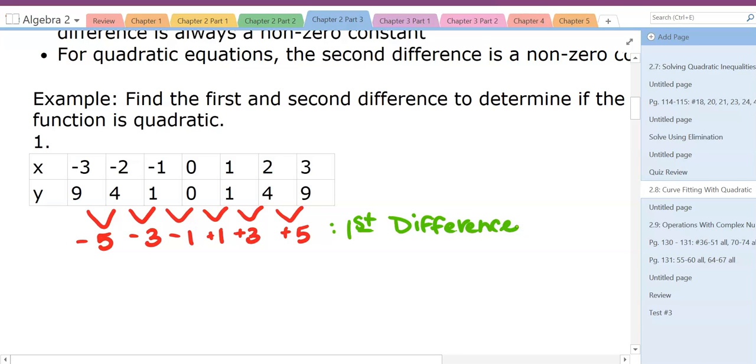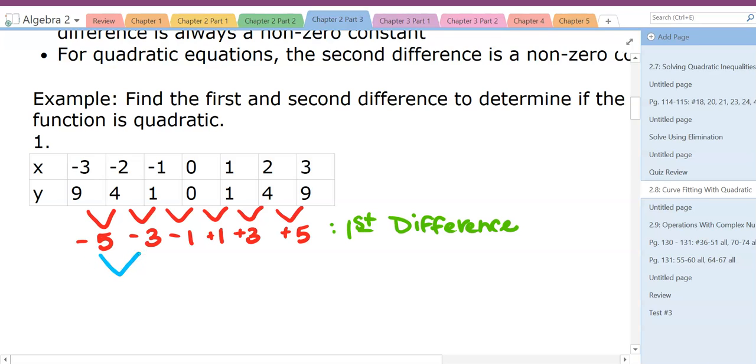What I'm going to do now is the second difference. So using these new numbers, -5, -3, -1, 1, 3, 5, I'm going to do that same process. I'm going to see how much did it either increase or decrease by. And what I want to see happen here is that I get the same number every single time in order for it to be quadratic.